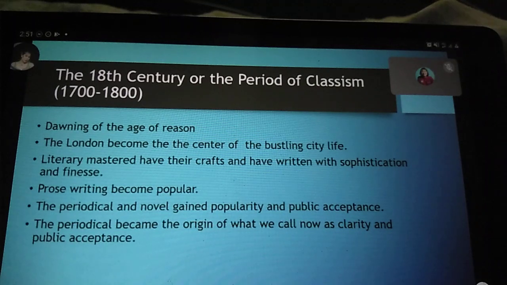During that time, na-clarify na ng publiko and ng mga panahon yun ay na-accept na din yung prose writing.